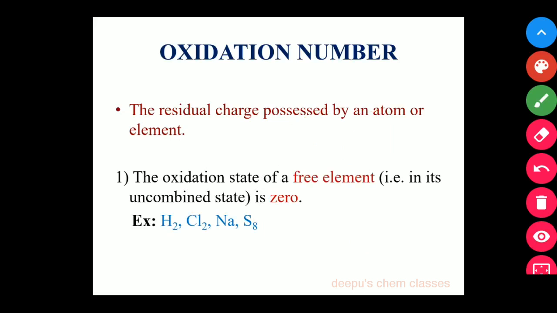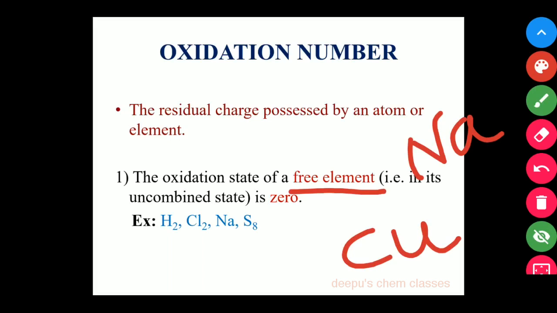So here they have given certain points to remember the oxidation state of certain elements easily. So let us see one by one. Among that, the first one is the oxidation state of a free element. If it is an element, for example, simply Cu or simply Na, it carries no charges. If it is in an uncombined state, it doesn't combine with any other element, then the oxidation state of such an element is 0.